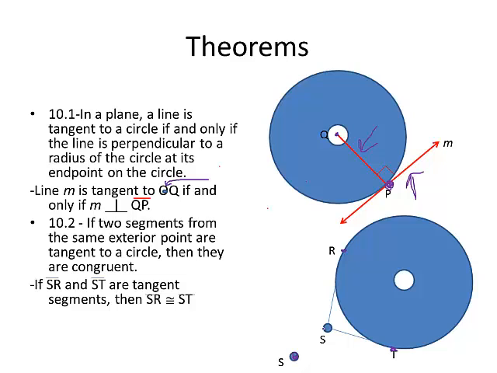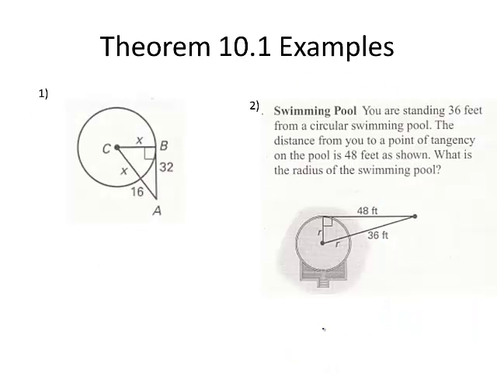Think of it kind of like scissors going across a CD. But again, if we have two lines that are tangent and they originate from the same point, that means the segments created are going to be congruent. Okay, so we're going to apply some of these things, and a lot of this is because of the right angles that are created with the theorem.